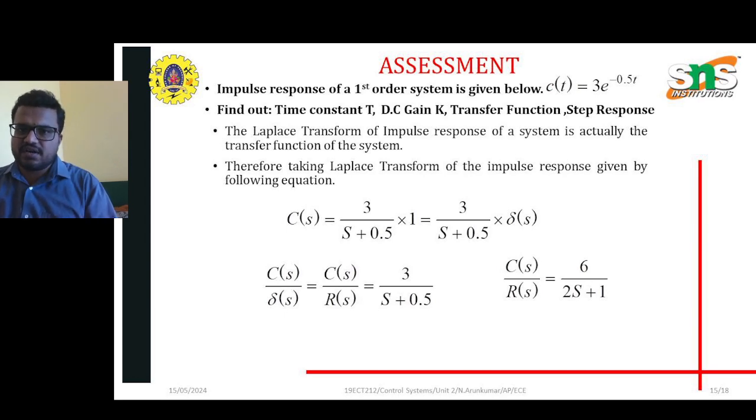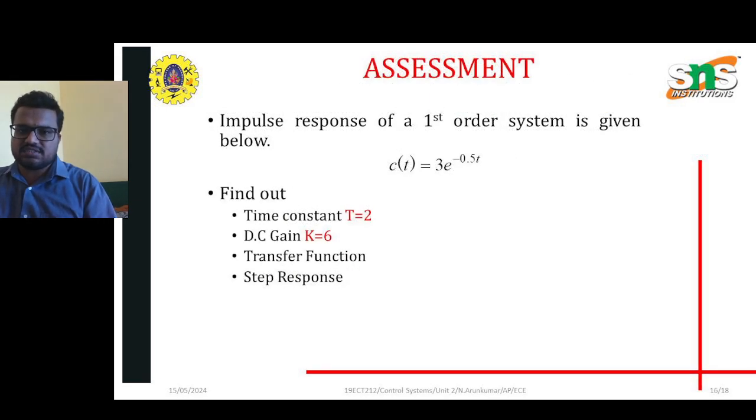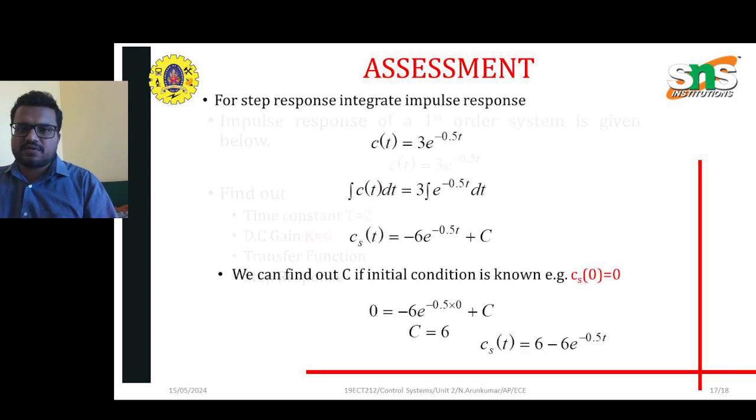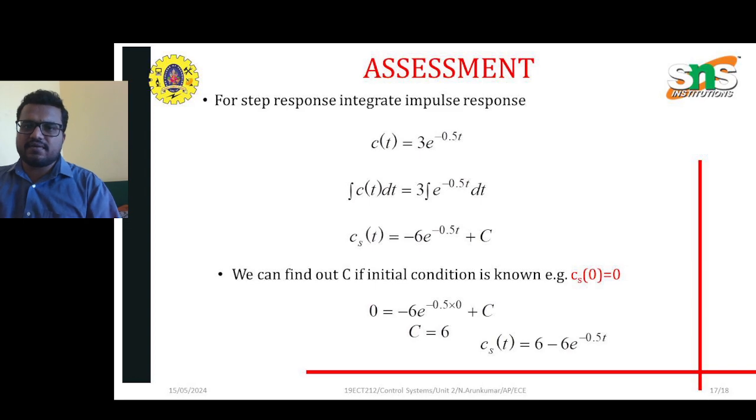Assessment. Here they have given a first order system equation. This equation is modified based on the Laplace transform of the control systems. After modification, we can get the equation as C of t equal to 3 into e power minus 0.5 t. In this, the gain of the corresponding time signal is K equal to 3 and the time constant T equal to 2. After substituting these values, we can get the final answer as C of t equal to 6 minus 6 into e power minus 0.5 t. Like that, all the values have been calculated based on the time response.